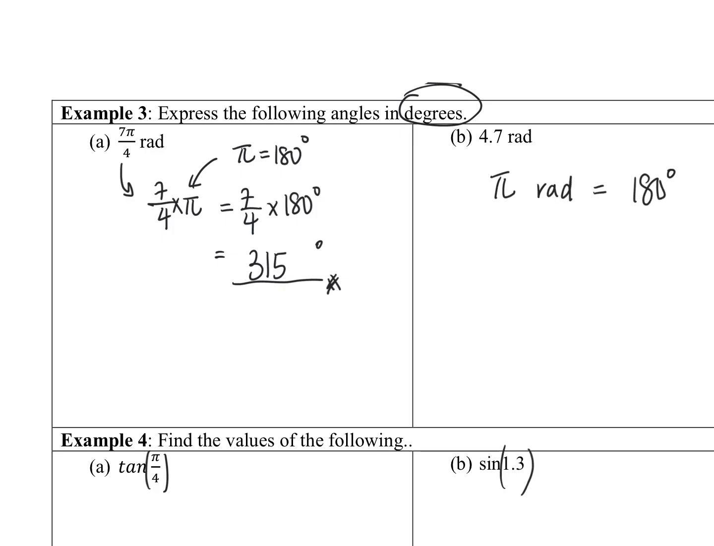Okay, pi radian is 180 degree. We go backwards. 1 radian is 180 divided by pi. So if I want to find 4.7 radians, I do the same thing. And you just key the whole thing into calculator. So calculator value, if you are changing to degree, 1 dp. Okay, 1 dp.